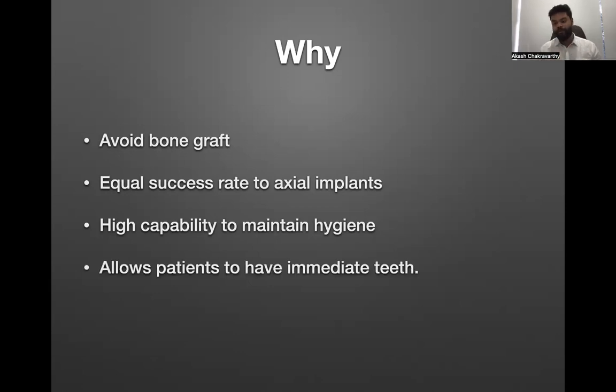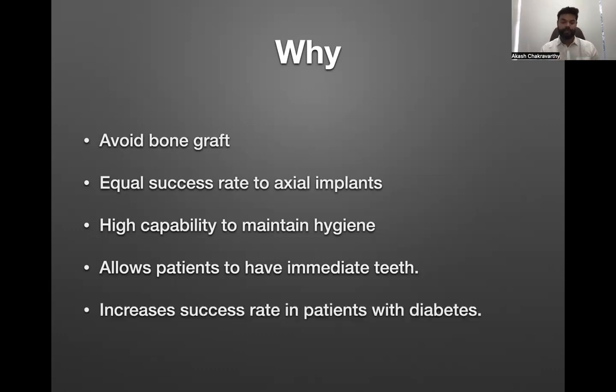As I said before, the concepts of All-on-4 are more towards giving patients fixed teeth. It is not just placing four implants. It is not just avoiding the sinus. It is not just avoiding bone graft. It is how you place implants so that you can give immediate teeth to your patients.